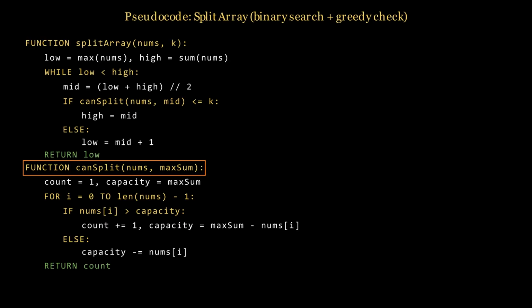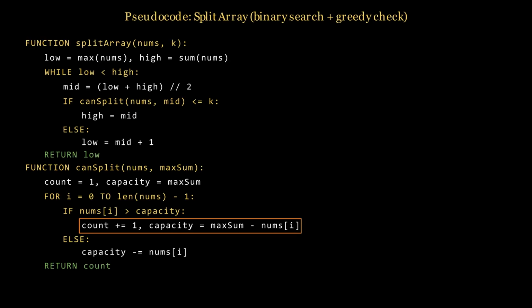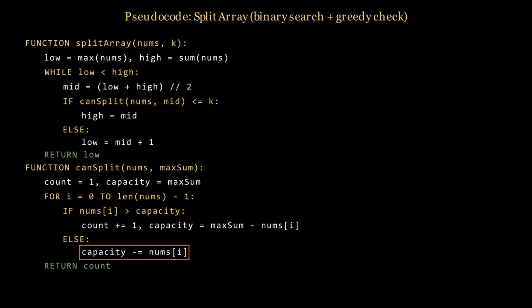Helper can split, given nums and max sum per bucket. One bucket, capacity starts at max sum, full. Loop over each weight. If this weight doesn't fit, weight is greater than capacity. Start a new bucket, count plus 1, capacity is max sum minus this weight. Else, put the weight in, subtract it from capacity. Return the number of buckets needed.